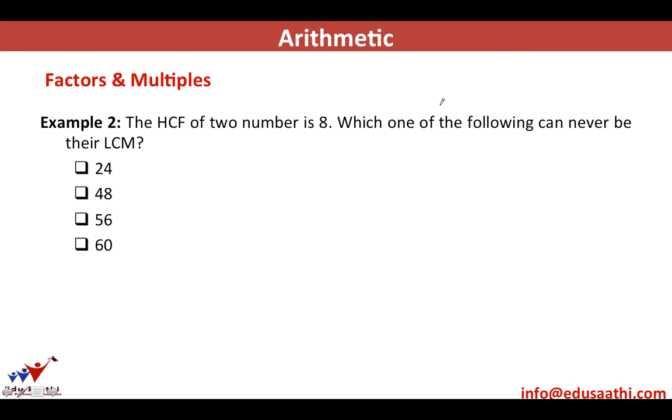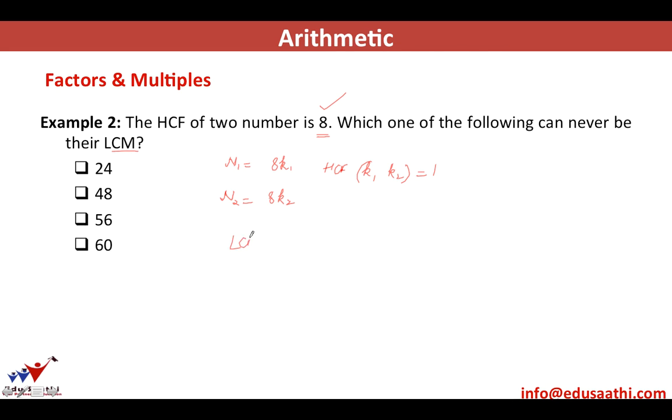Another question. The LCM of two numbers is 8. So if the LCM is 8, that means both the numbers would be multiples of 8. So I'll write the first number as 8k1 and the other number as 8k2. I'll have to make sure that this k1 and k2 have nothing in common. That means their HCF is 1. If their HCF is not 1, the total HCF would not be 8. Which of the following can never be their LCM?